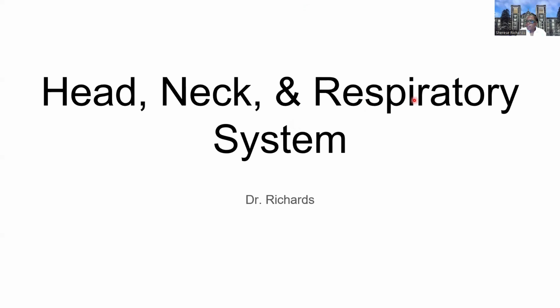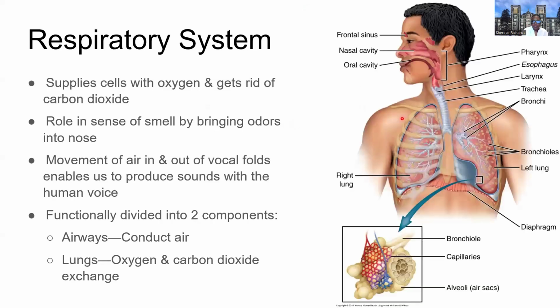Head, neck, and respiratory system, which is Lab 2. And we want to start with an overview of the function of this system, because that's going to help us understand why some of the structures look the way that they do, and also some of the terms for some of the structures that we're going to look at.